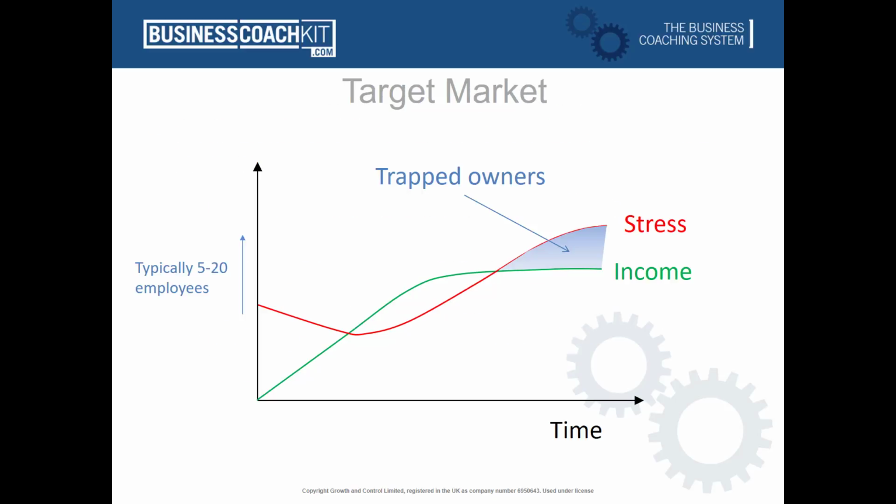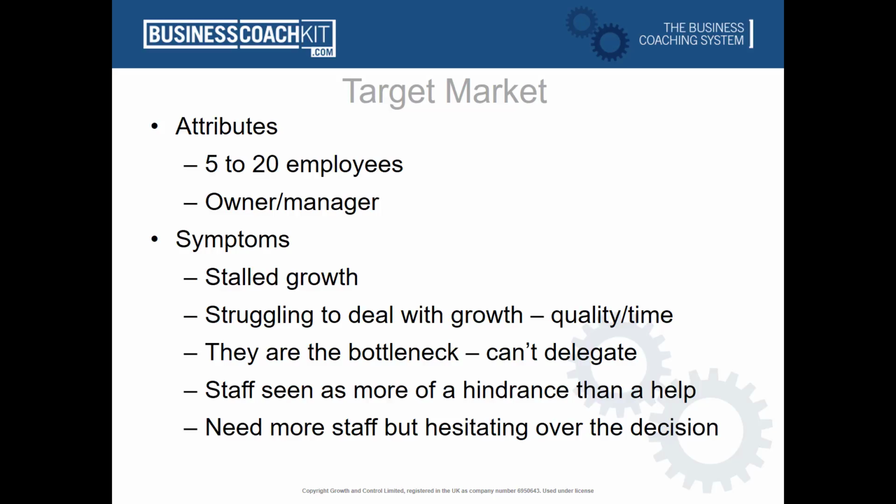So our target market is what's called trapped owners. These people have grown the business successfully to a certain level, but that growth is now getting more and more difficult to sustain, and their stress levels and frustration levels are going up accordingly. Typically this happens between 5 and 20 employees, and obviously we're looking at owner managers as the people that we want to help.